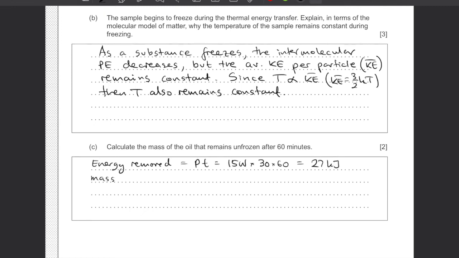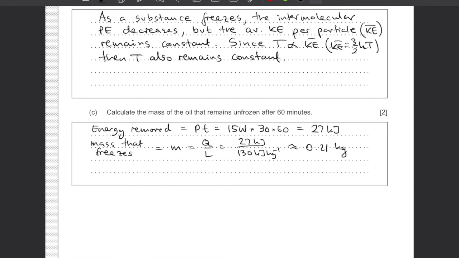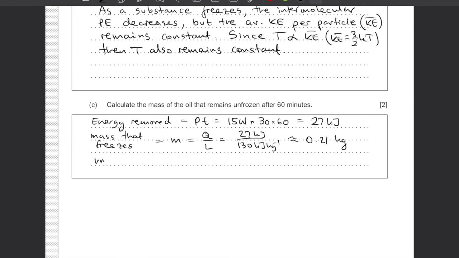And if that much energy has been taken out of the system, then we can calculate how much of the mass has frozen. So we just use the latent heat there. Remember, the latent heat is Q over M, so M is Q over L, and we can look up the latent heat in the problem, and then we get around 0.21 kilogram. And then we can calculate the unfrozen mass. That's of course the total mass we had to begin with, 0.32 minus the 0.21, and then we end up with 0.11 kilogram.